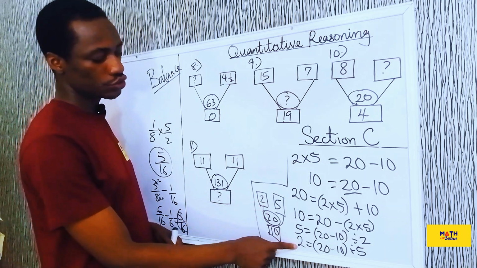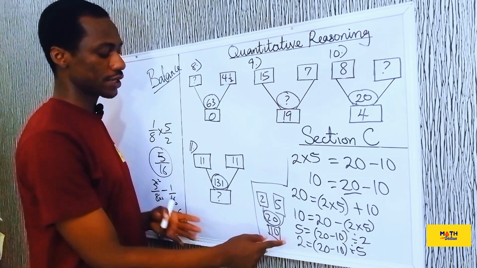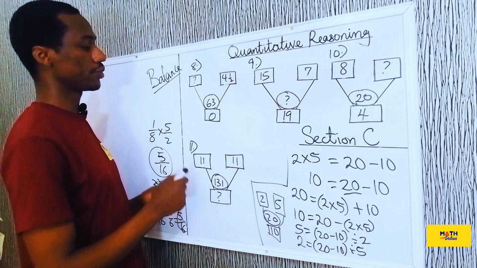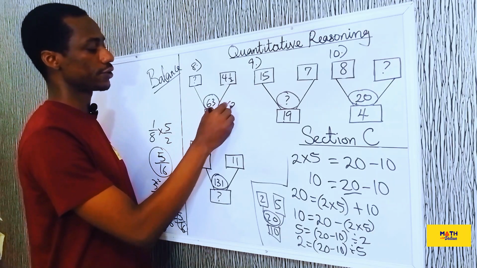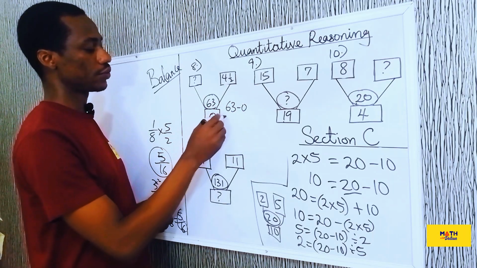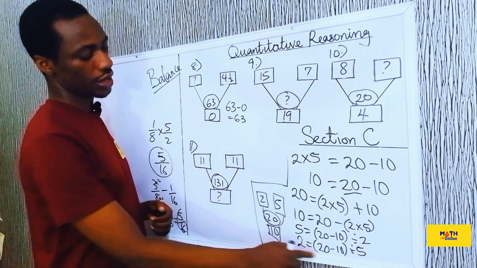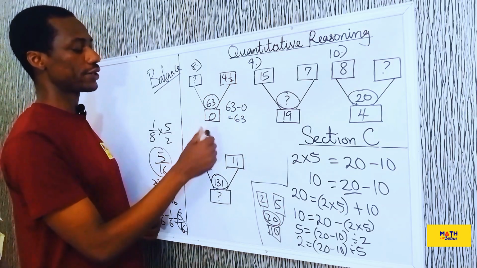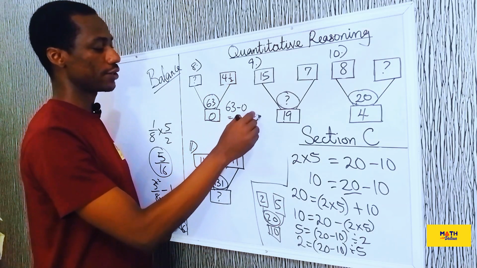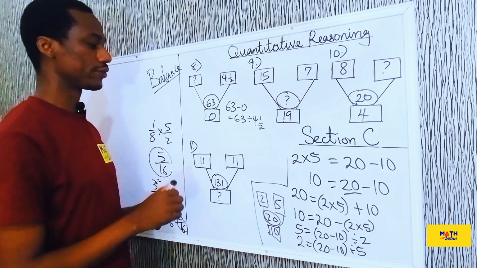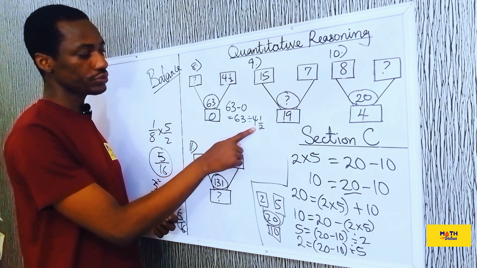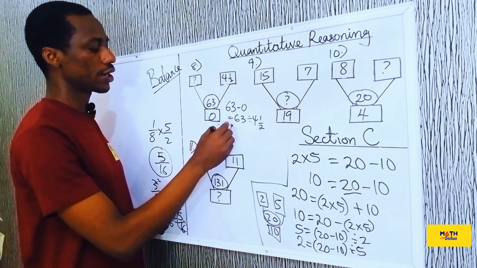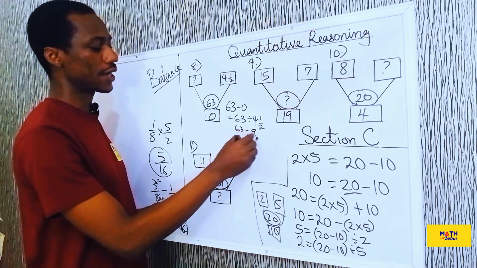So how did we get 2 in this analysis? All right, we did this subtraction first, 20 minus 10. So that means we're going to do this subtraction first: 63 minus 0, which is going to give us 63. So after doing that, we divided the answer by 5. Okay, that's 4.5. So that means we're going to divide this by 4.5. Okay, let's take this back to an improper fraction. 2 times 4 is 8. 8 plus 1 is 9. So that will be 63 divided by 9 over 2.